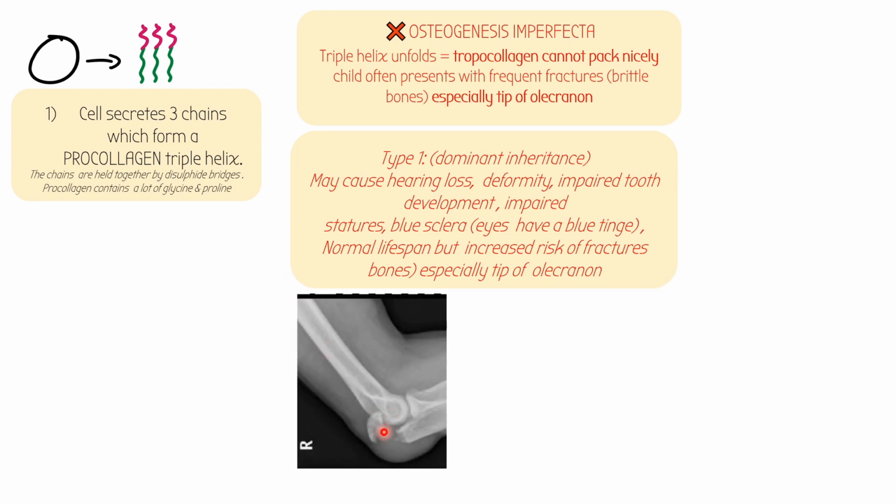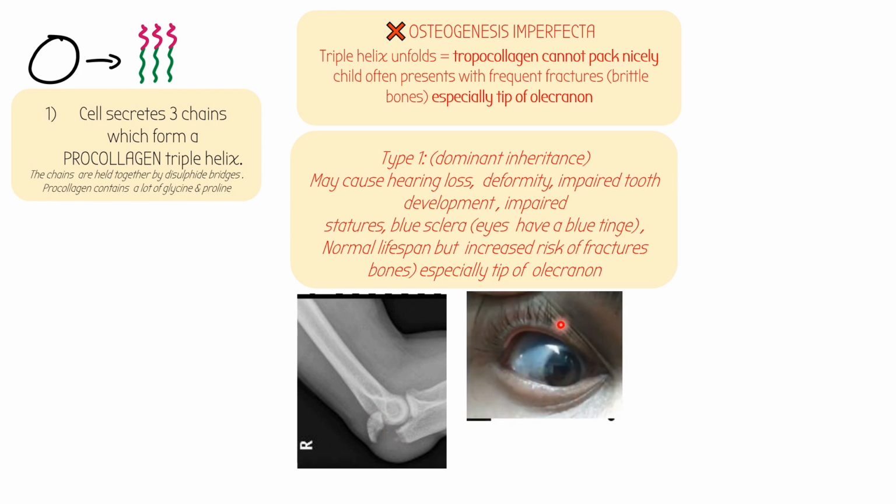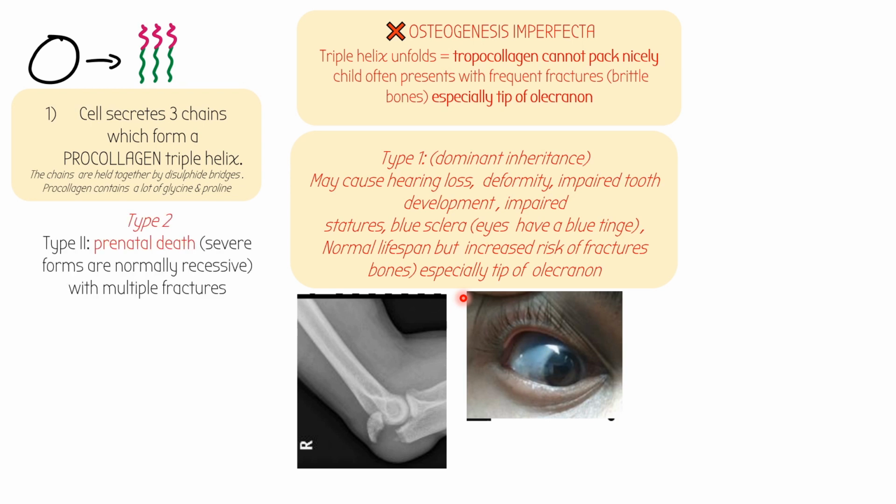So you may kind of see something like this. You have the elbow here, and you can see the fracture here of the olecranon. Here you can kind of see a kind of bluish grey tinge of the sclera of the eye. So again, this is seen in osteogenesis type 1. Again, we said type 2. It's more severe, but that also means that it's rarer, because more severe things are rarer.